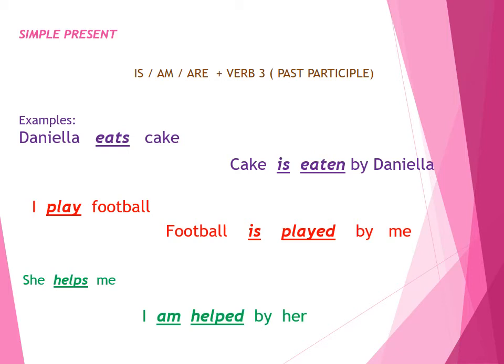And the last sentence in simple present is "She helps me." She as subject, helps as verb, and me as object. In passive voice, this sentence becomes "I am helped by her." Okay, I am helped by her. Me in active voice becomes the subject in passive voice, so that's why we change me into I. And then since the subject is I, it is followed by to be am, and then verb help in past participle is helped. So the passive voice is "I am helped by her."